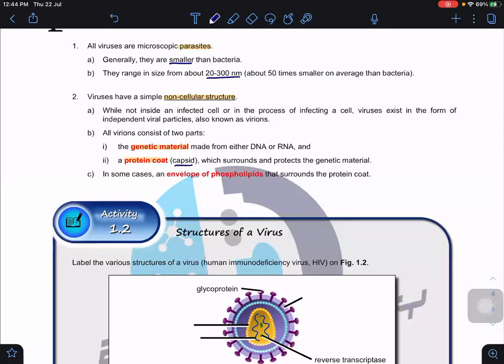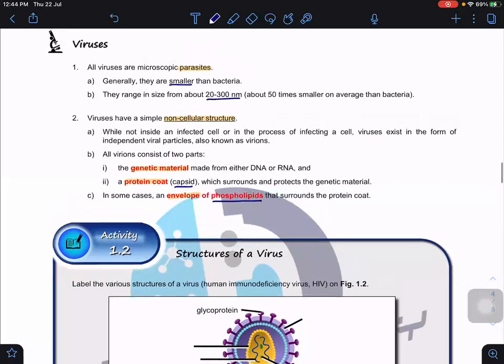In some cases, some of the viruses have a second protective layer known as the envelope. This envelope is made of phospholipid. We are going to learn about phospholipid, so don't worry about the term. I will explain it later.